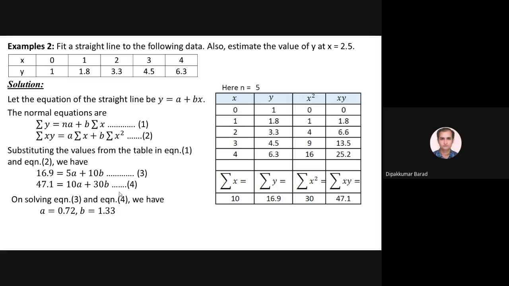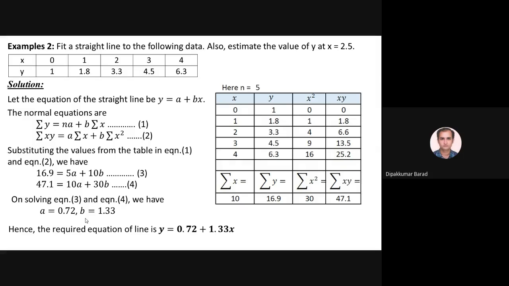B is 1.33 is correct, so you get a is equal to 0.73. You just have to put this value in any one equation. You put b is equal to 1.33, multiply by 10 to get 13.3, subtract from here and divide by 5, so you get 0.72. Once we get a and b, we can write the equation y is equal to 0.72 plus 0.33 into x. So this is our fitted straight line to the following data.